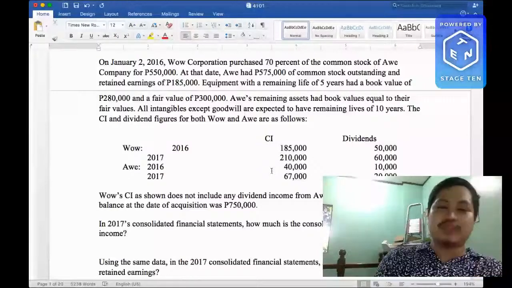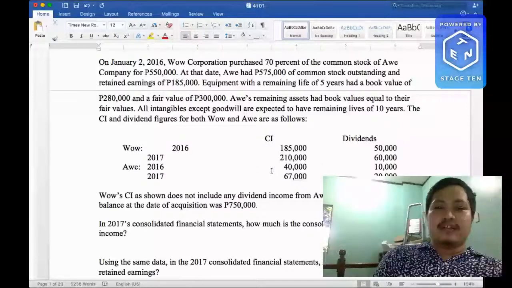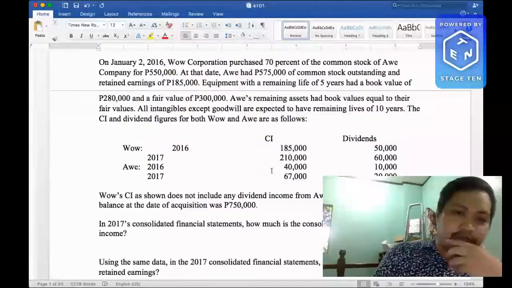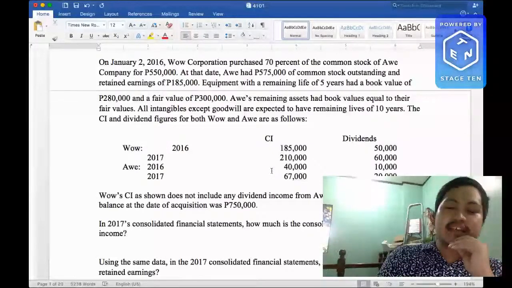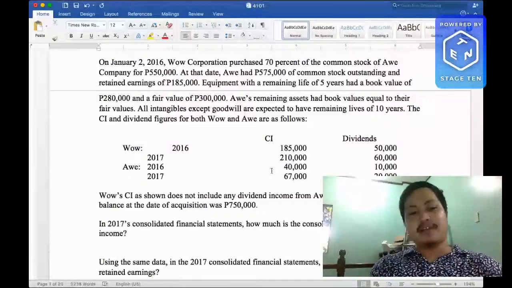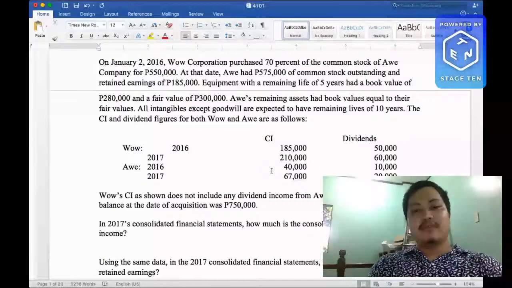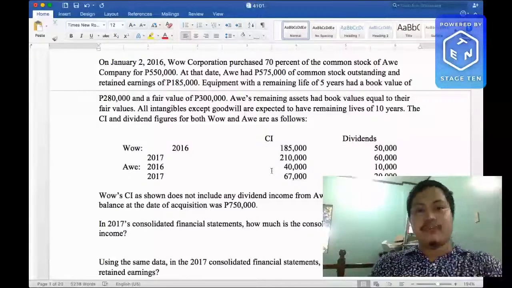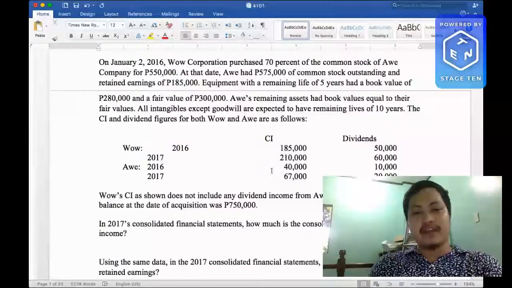How much was reported by the subsidiary? 56. How much should be reported as far as the consolidated entity is concerned? 60. So there's a difference of 4,000. Okay, and that is now the adjustment to the income of the subsidiary. And again, understand Lisa, that adjustment will happen every year because the depreciation expense will be recorded by the subsidiary and the consolidated entity every year.